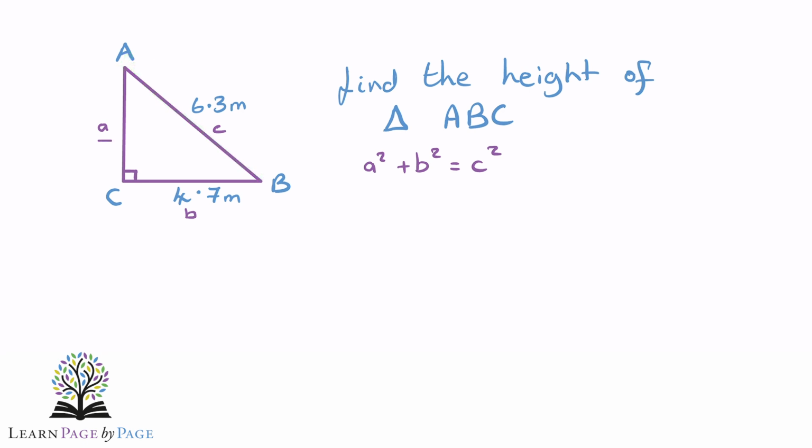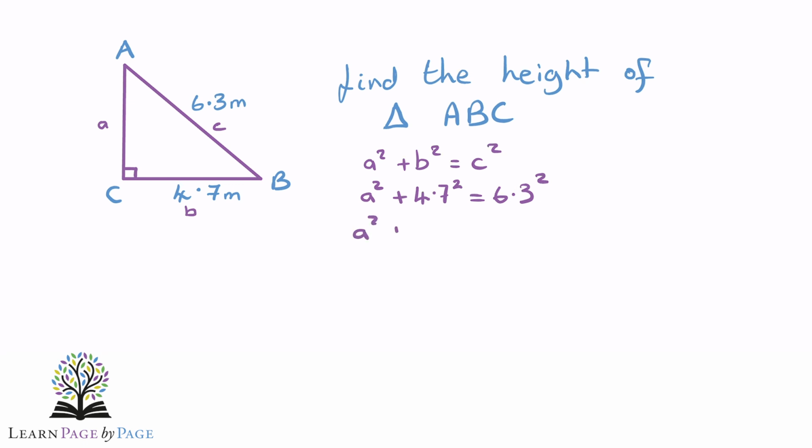We don't have a, so we'll leave that as a squared. b is 4.7, so that becomes 4.7 squared. And then c is 6.3 squared. Let's go ahead and calculate those. a squared stays the same, plus 4.7 squared is actually 22.09. 6.3 squared, 39.69.